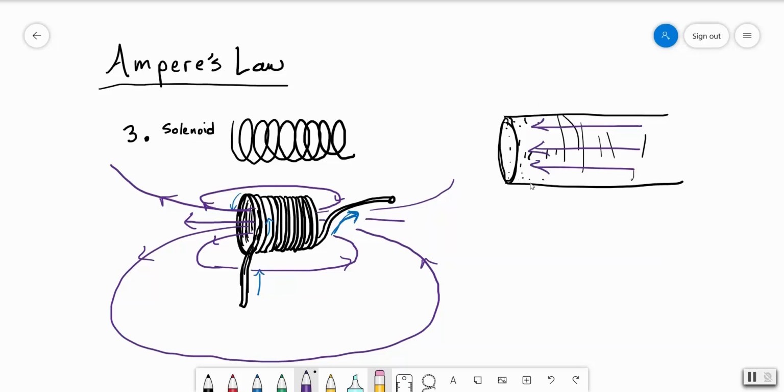Now, in reality, we don't have infinitely long solenoids, and because of that, the strength of the magnetic field in the middle is the strongest, and it tends to die off a little bit toward the ends. But we're going to do all of our calculations as though we have at least a solenoid that is long enough in comparison to its diameter that we can approximate it as the simplest form of solenoid.